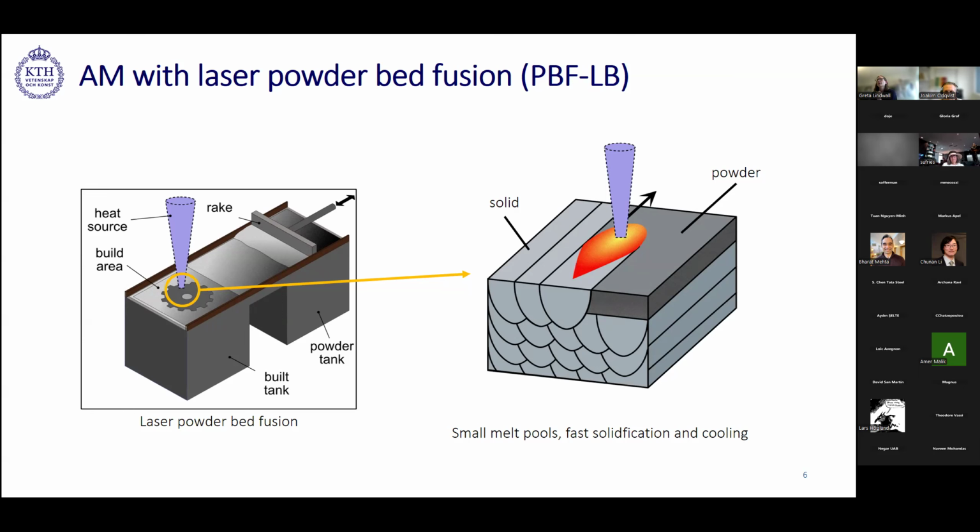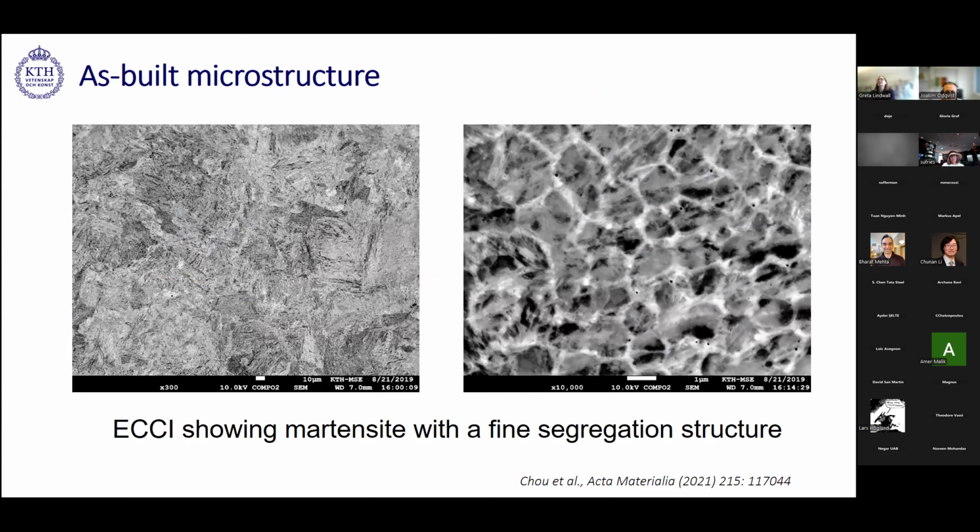So if we start by looking at the as-built microstructure, here you see two SEM images of this material. We can conclude that we have a mainly martensitic microstructure. If we look at the image here to the right in higher magnification, we can see that we also have a solidification substructure, so that alloying elements have segregated to the boundaries here.